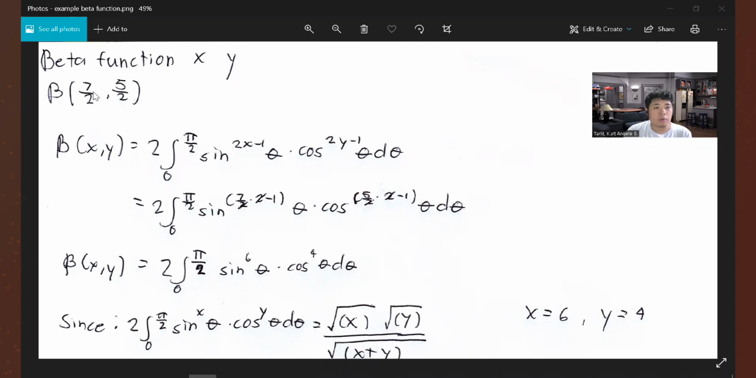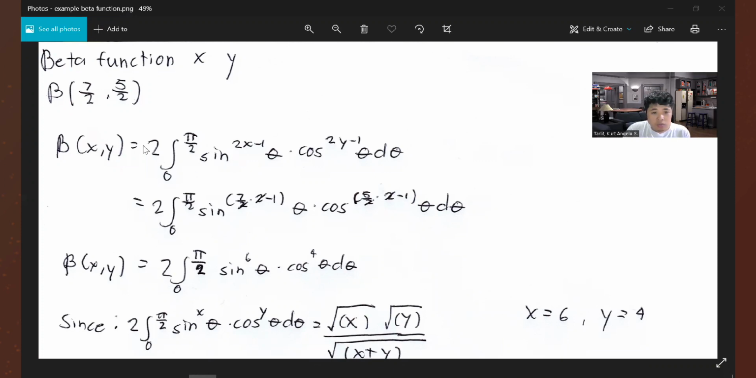This is the problem that we're going to solve later. First things first, let's write the formula. Beta xy is equal to 2 integral from 0 to pi over 2 of sine to the 2x minus 1 theta times cosine to the 2y minus 1 theta d theta.